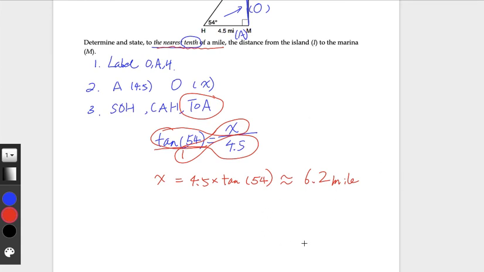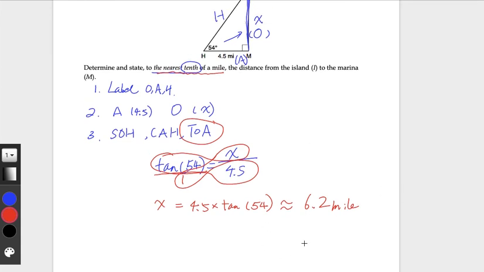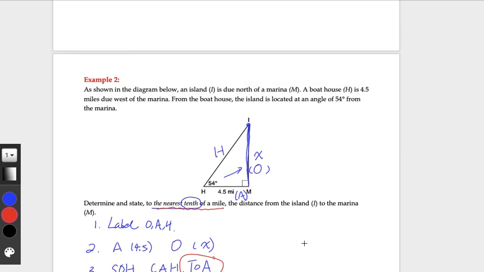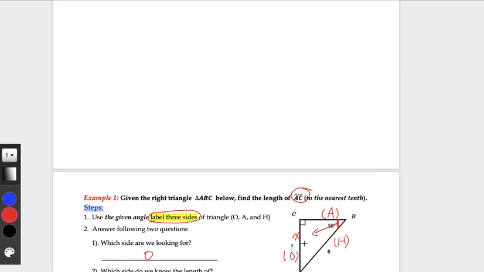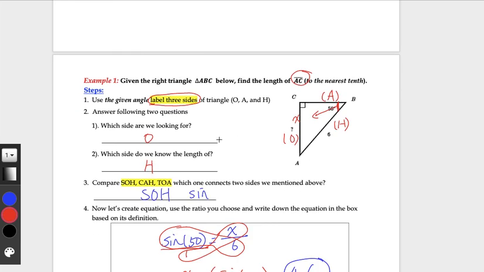Okay, so that's everything I want to share with you today for finding the missing side for this example. We're definitely going to practice more examples, but again, please make sure you are familiar with these 3 steps, so that will help you understand the situation.